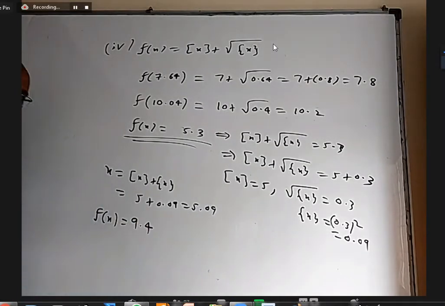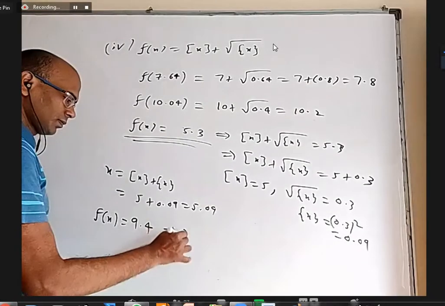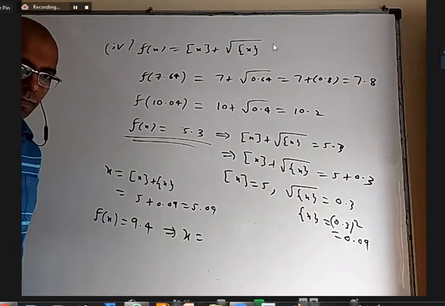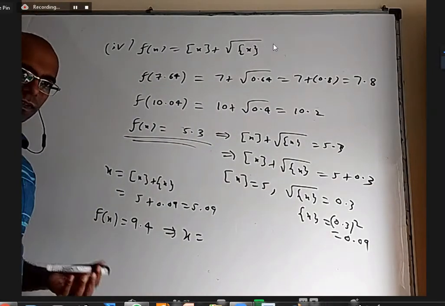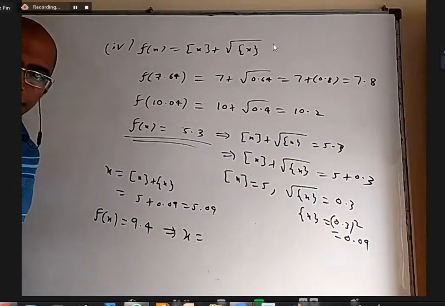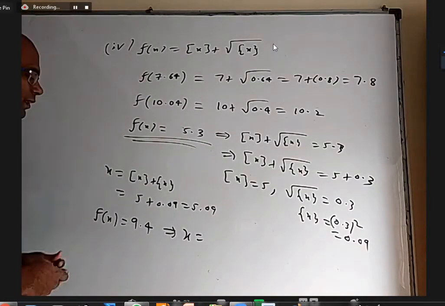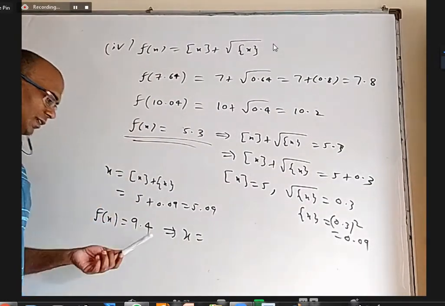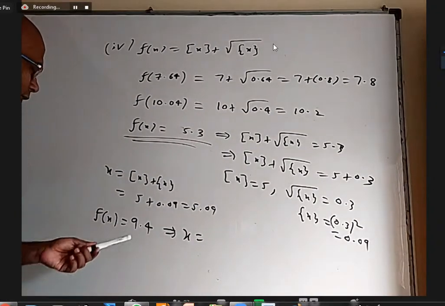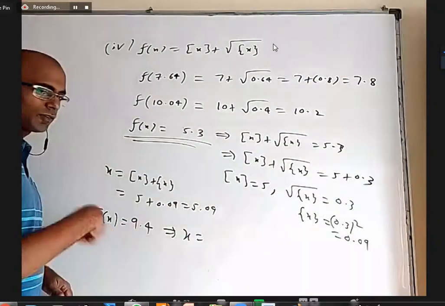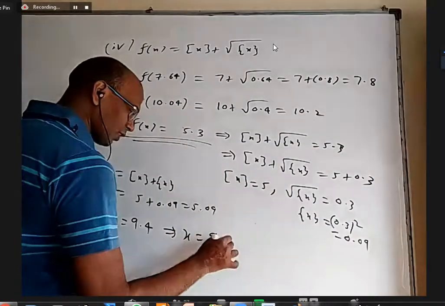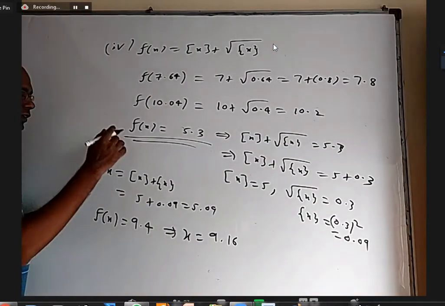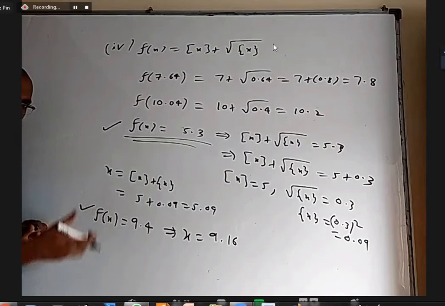Let's say I tell you f of x is equal to 9.4. Anybody want to tell what is x? 9.02? 9.02 or 9.16? 9.16, sir. I am not asking f of 9.4. f of 9.4 is a little difficult to find, since root 0.4 is hard. But this is f of x is 9.4. I'm asking for x, so it is actually 9.16. Okay, I gave one example here so that you'll get clarity.